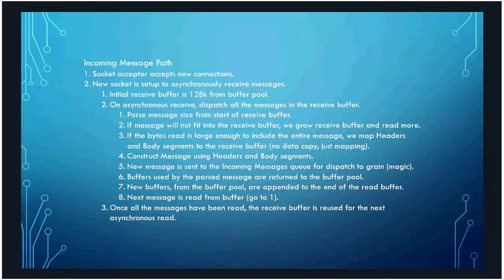We then take the buffers that were in that message, we return them to the pool, and we add new buffers to the end of the pool to keep the receive buffer at a size that is useful, a minimum of 128K. The sustainable size that we now have is up to 1 meg. That is, if you start reading large messages up to a meg, we will grow the buffer up to be big enough to read those entire messages.